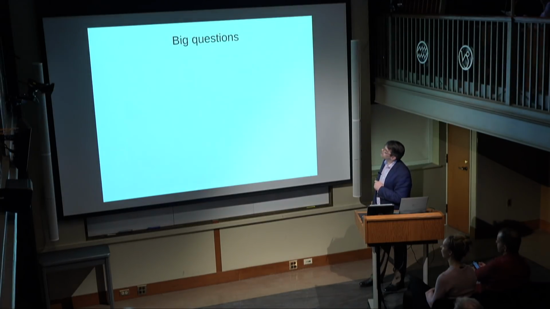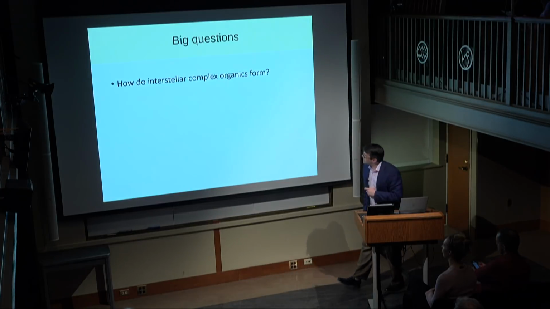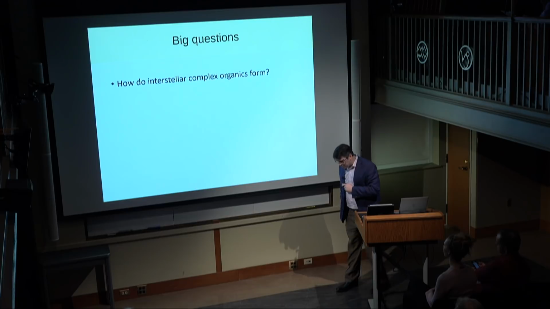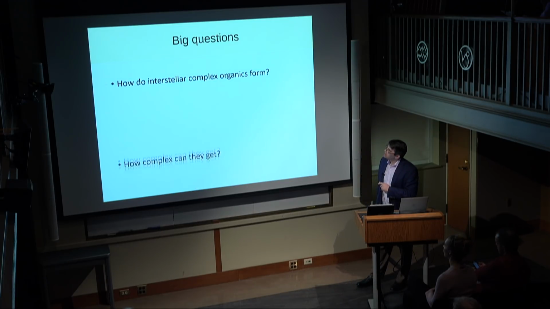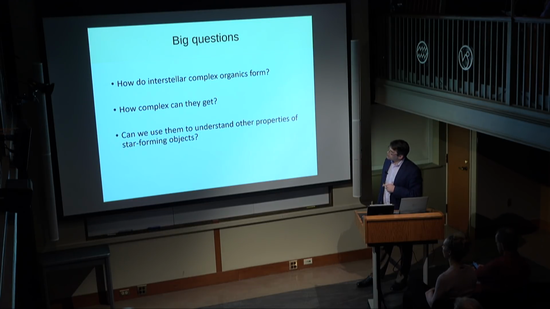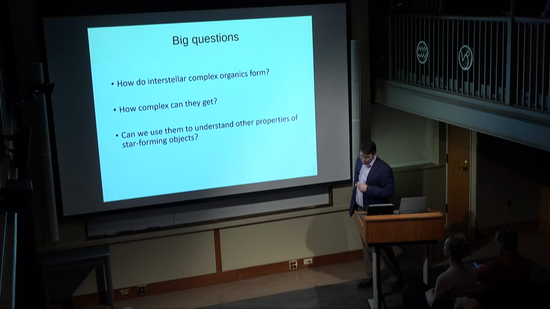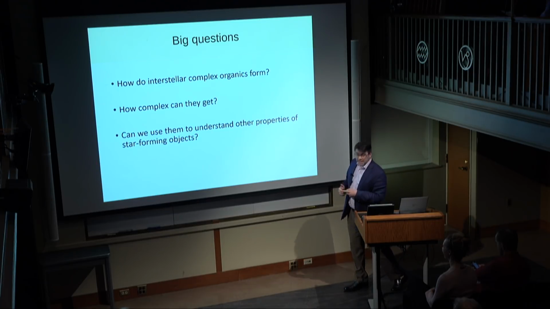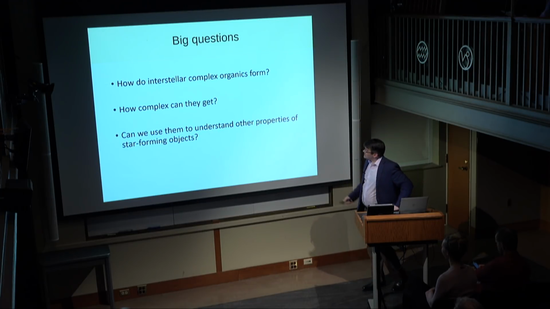The questions I'm hoping to answer as we go along here with my models is, firstly, how do these molecules form? How complex can they get? And I'll give a particular example at least. And can we use them to understand other properties of star-forming objects? So not just to study them for their own interest, which is fine for me, but I think there is actually some value in studying these molecules from the point of view of pure astronomy.